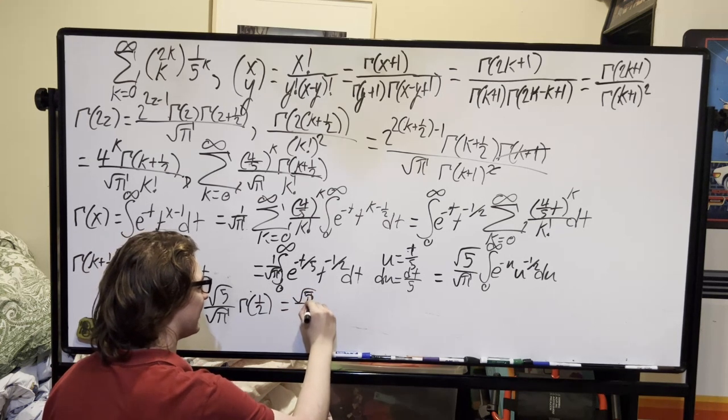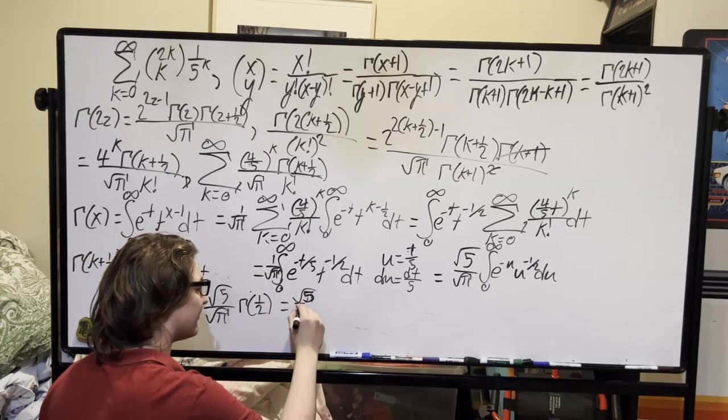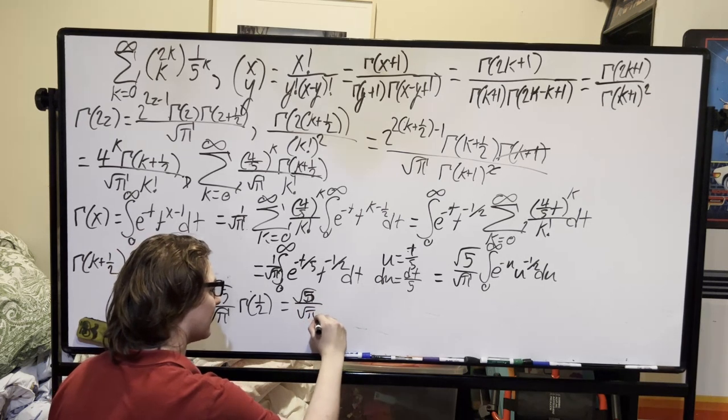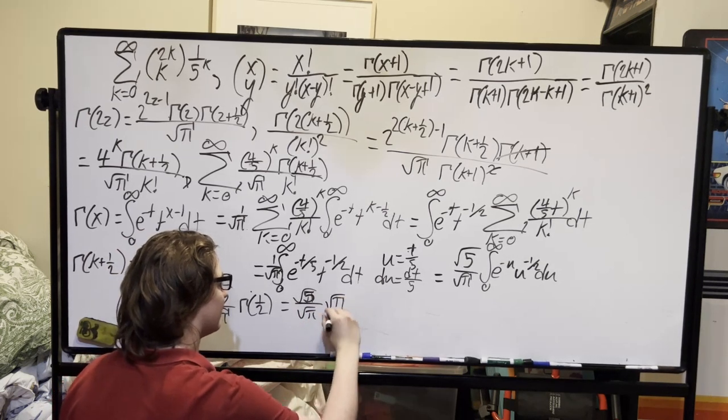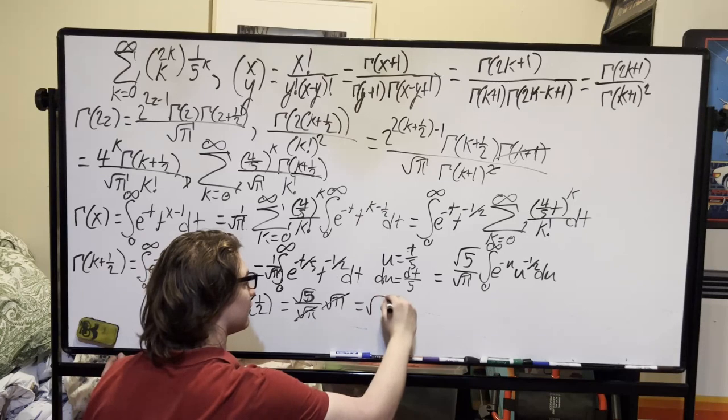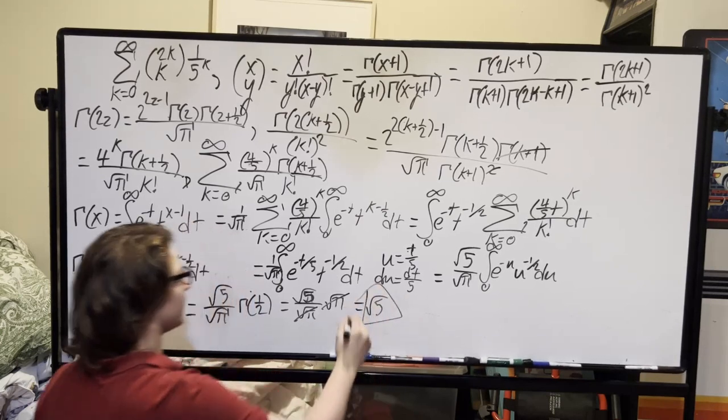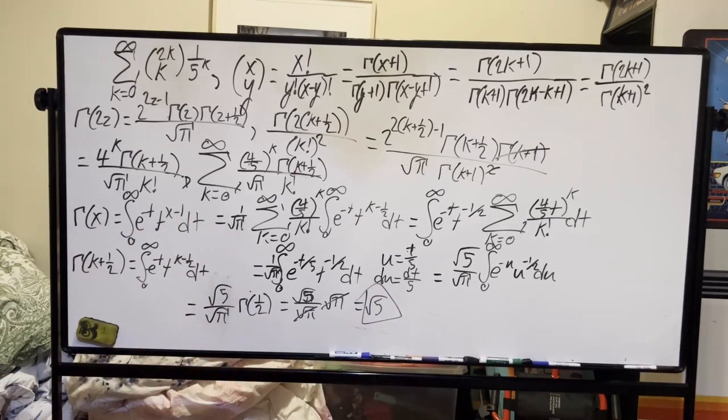Oh my god, I keep on writing pi. Jesus, that's a 5. Divided by root pi, and times root pi. Both these terms just cancel. That gives you the square root of 5. Final answer. Okay, and that's about it.